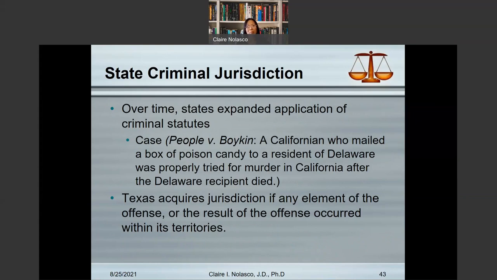So over time, states expanded the application of criminal statutes. For example, in People versus Boykin, a Californian who mailed a box of poison candy to a resident of Delaware was properly tried for murder in California after the Delaware recipient died. In Texas, Texas acquires jurisdiction and will enforce its Texas criminal laws if any element of the offense or the result of the offense occurred within its territories.